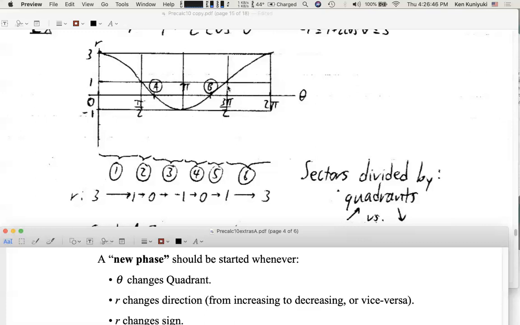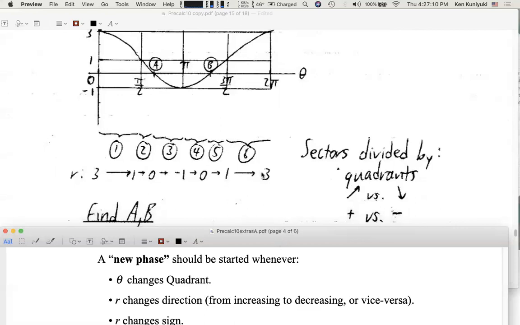And then at 3 pi over 2, a quadrantal angle, we're changing quadrants. So then we enter phase 6. Phase 6, like phase 1, is a very nice phase. It covers a single quadrant. r is monotonic. In this case, it's increasing. It doesn't increase and decrease. It's just increasing. And r stays positive. So we have 6 phases here.